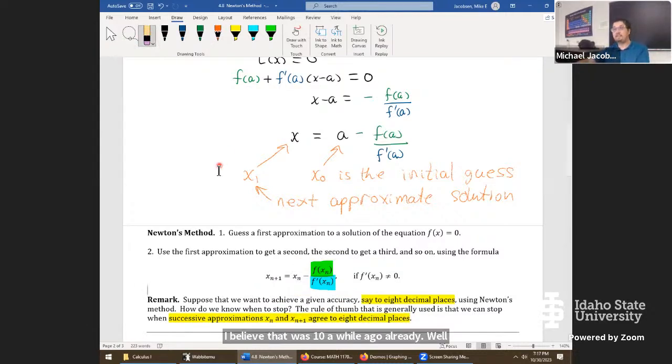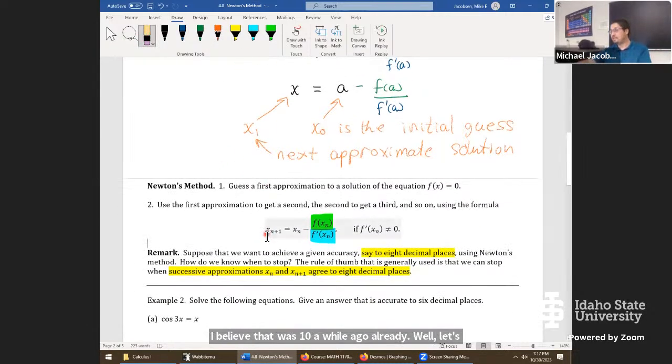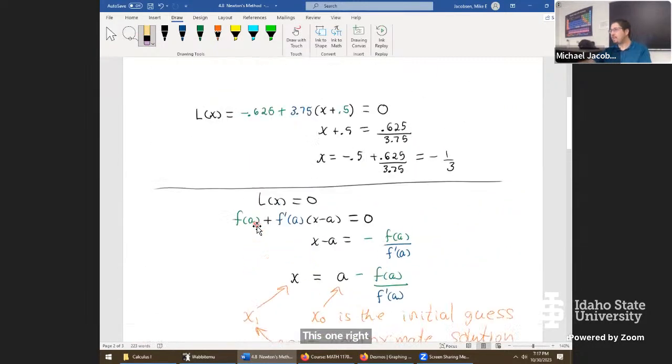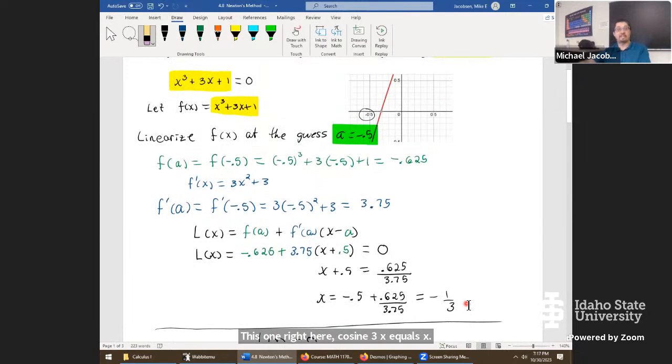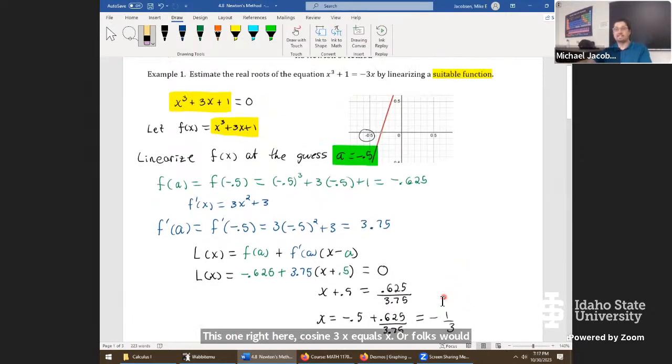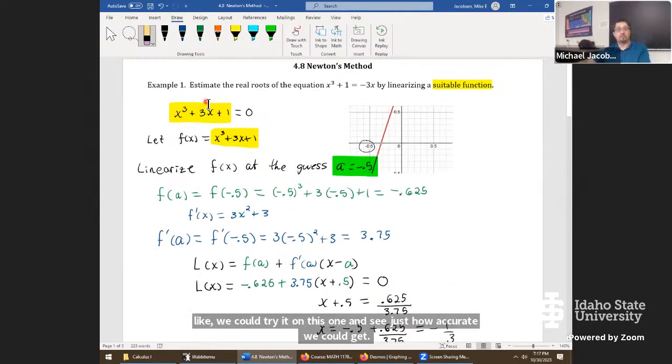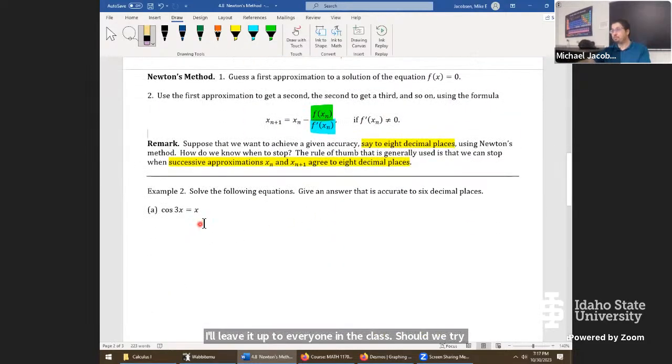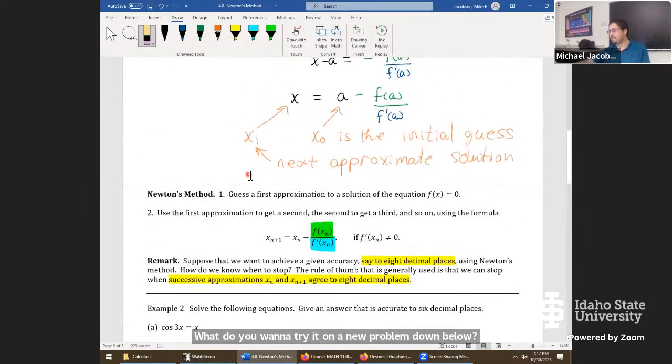Well, let's try this out on a brand new problem. This one right here, cosine 3x equals x. Or if folks would like, we could try it out on this one and see just how accurate we could get. I'll leave it up to everyone in the class. Should we try Newton's method on this one here, or do you want to try it on a new problem down below? First one, good call. Let's give that a try and see what we get.